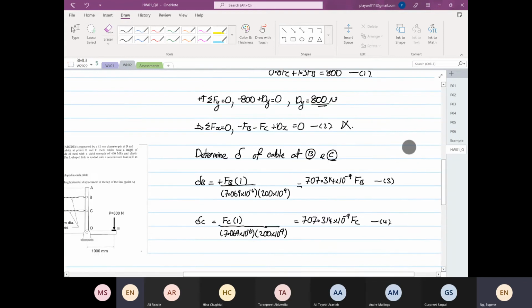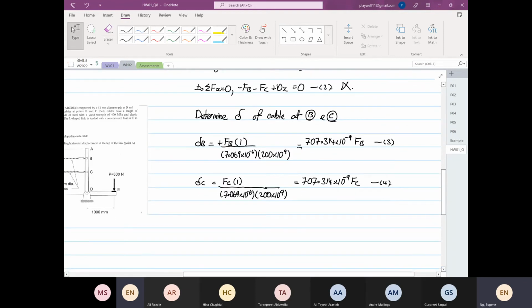Okay, then the next thing we do is we look at geometric analysis, to relate deflection of B to deflection of C. Okay, how can we relate them?